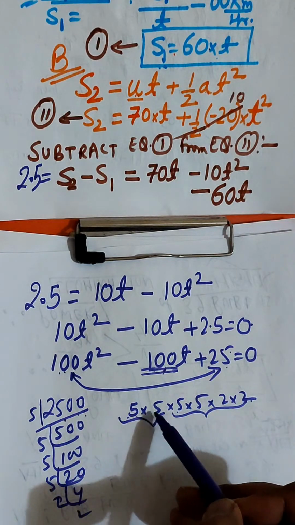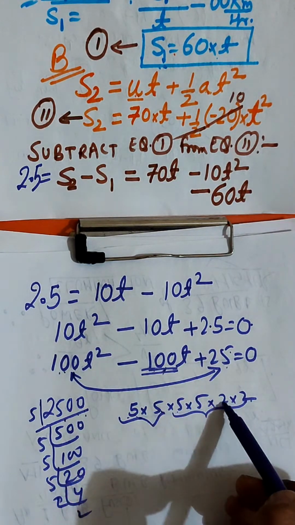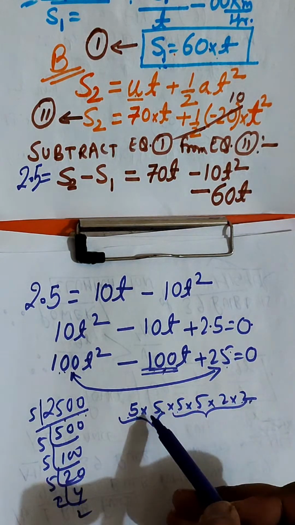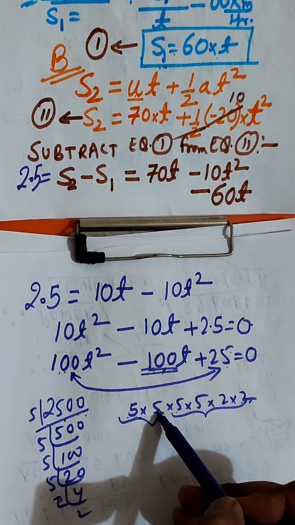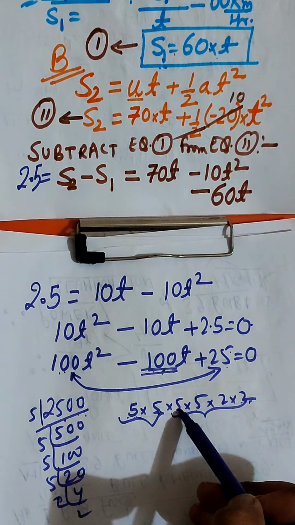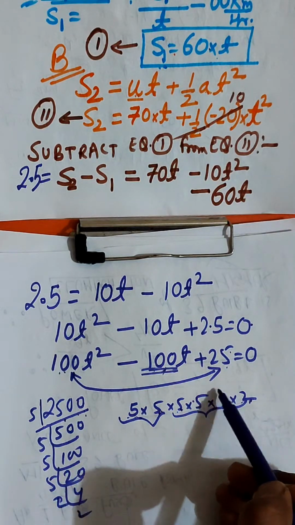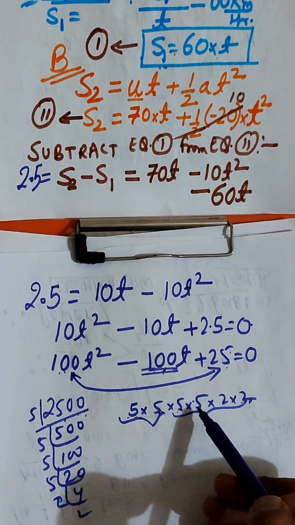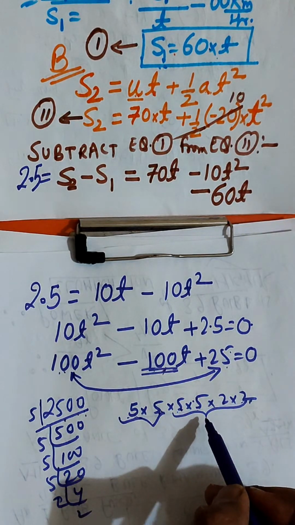So 5 5 25, 25 into 400. This will not form a pair. Now 5 5 25, 25 into 5, 125. 125 minus the left of the terms, that is 20. So this will give you 120, right? This will also not make the pair.